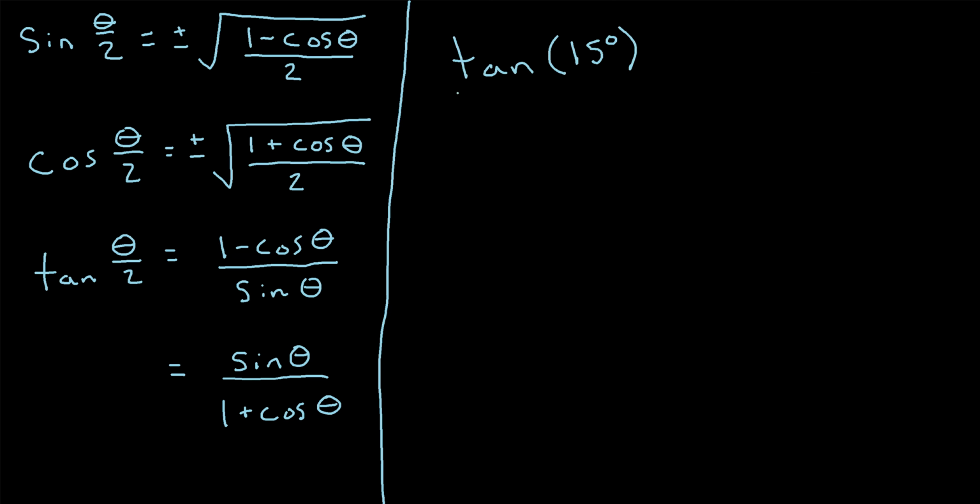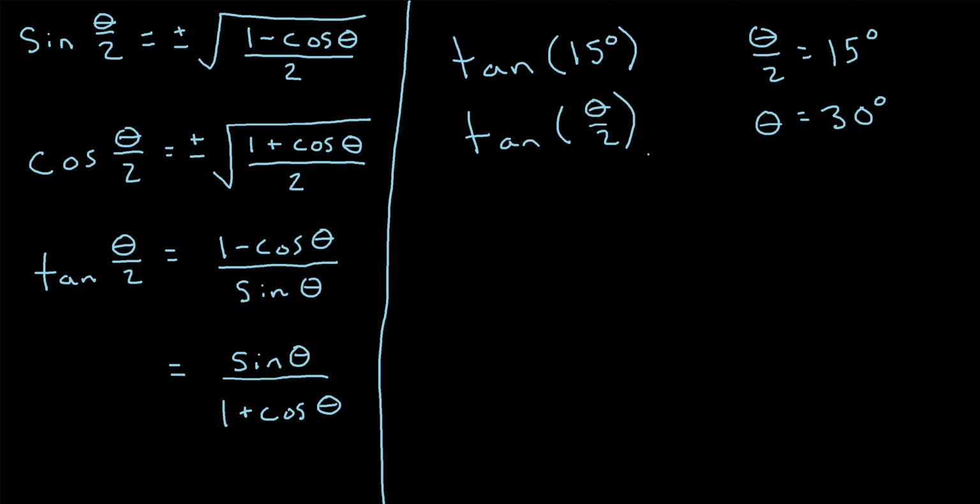All right, let's try one more example. Let's say we want to find the tangent of 15 degrees. So we can use our half angle formula. We can plug in tangent of theta over 2. If theta over 2 is equal to 15, what is theta? Well, we can multiply both sides by 2 to get rid of that 2, and theta will be 15 times 2, which is 30. So 30 degrees is what we can use for our half angle formula.